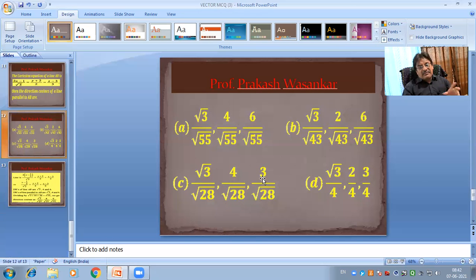In this way, we solve MCQs on line and plane using the shortcut method, and some MCQs we solve orally also.